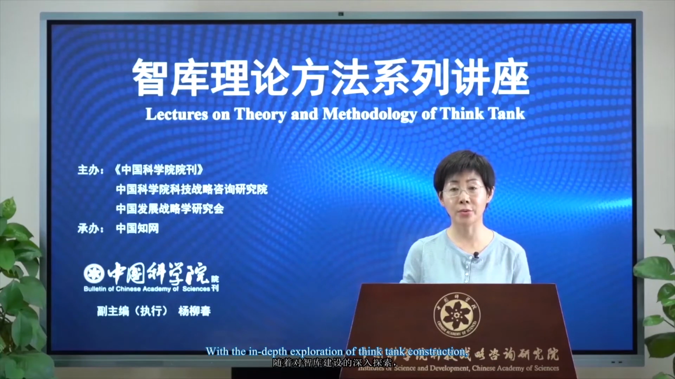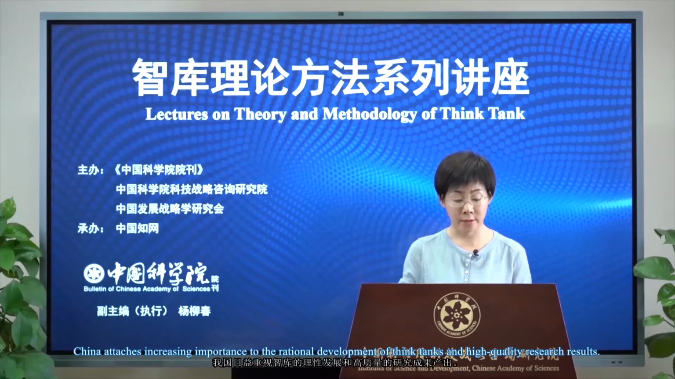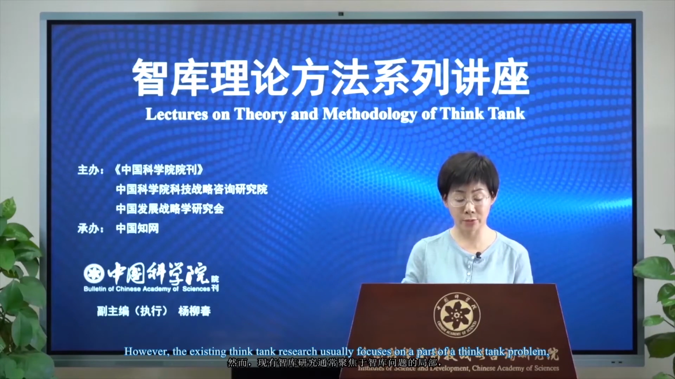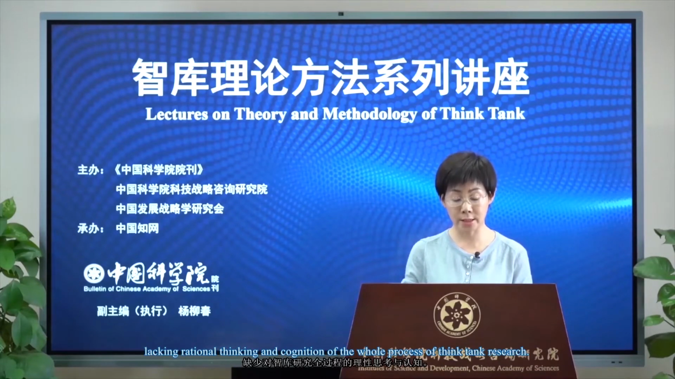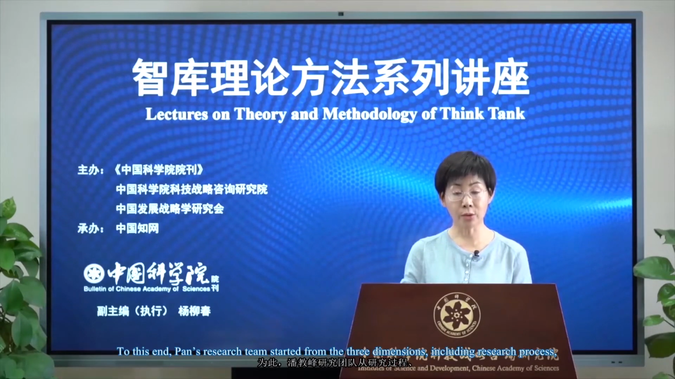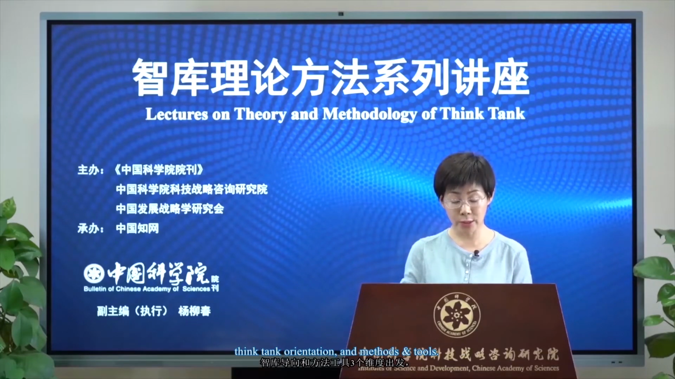With the in-depth exploration of think tank construction, China attaches increasing importance to the rational development of think tanks and high-quality research results. However, the existing think tank research usually focuses on a part of a think tank problem, lacking rational thinking and cognition of the whole process of think tank research. To this end, Pan's research team started from three dimensions, including research process, think tank orientation, and methods and tools. Based on this theory and methodology in think tanks, a three-dimensional theoretical model in DIIS is proposed.